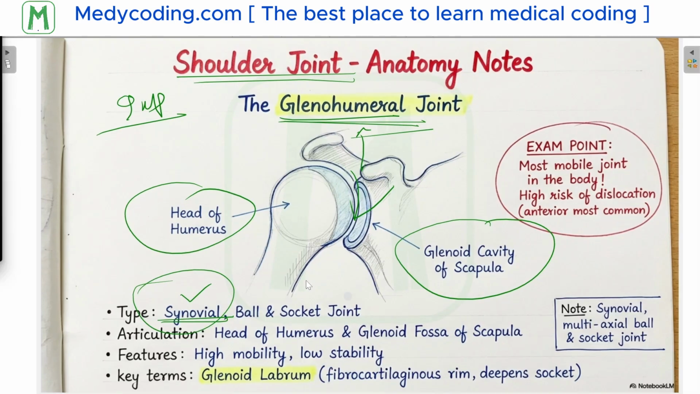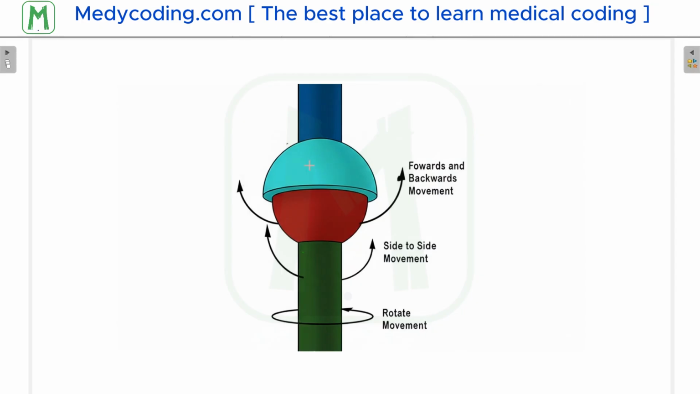The shoulder joint is a ball and socket joint. So what is the ball and what is the socket? Let's see in this figure. This is the ball and this is the socket. The cavity is the socket, and the outer rounded part is the ball.